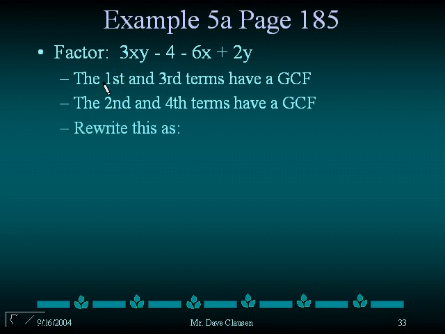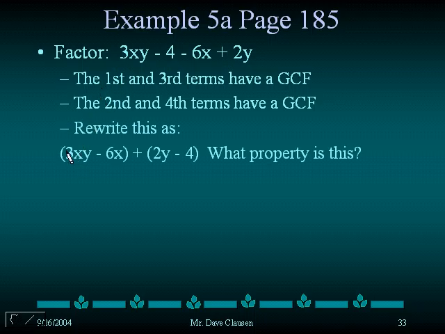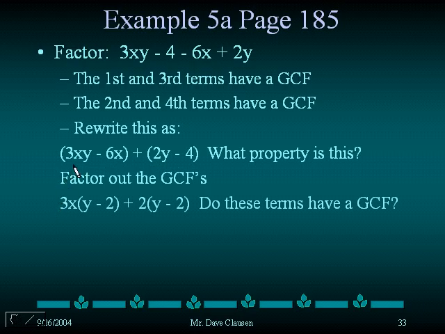So let's regroup them and rewrite it using the associative property. Yep, that's the associative property. And let's write it as 3xy minus 6x, put parentheses around it, plus 2y minus 4. Let's find the greatest common factor in each of these two binomials. So in the first one, 3x is the greatest common factor. 3xy divided by 3x leaves us with y. Negative 6x divided by 3x leaves us with minus 2.